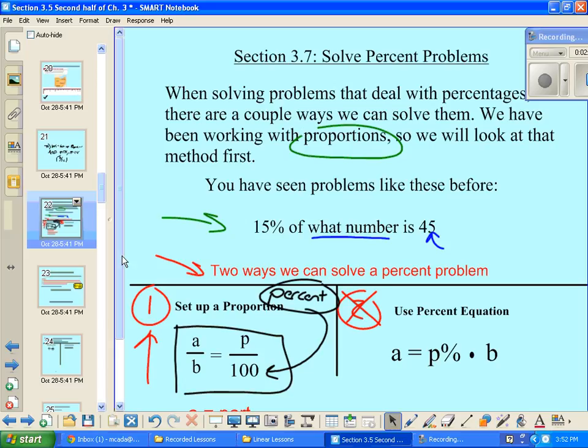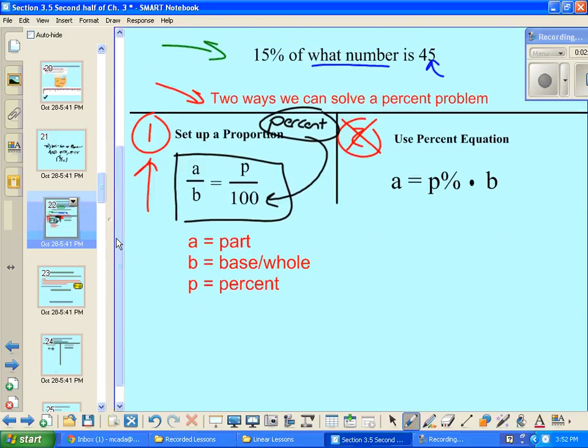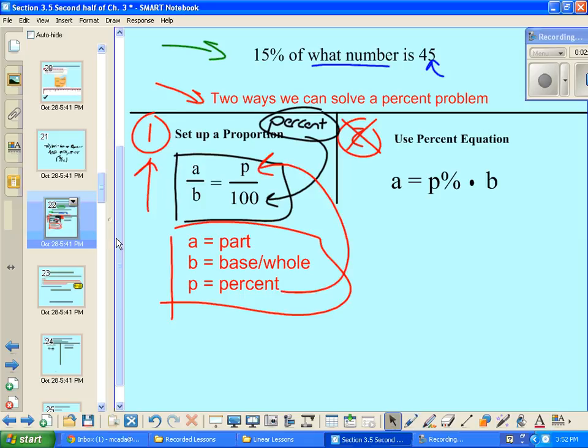I'll actually reveal what A, B, and P stand for. Here's what you should jot down for each one of these. P stands for whatever the percent is. Again, percent means out of 100, so it makes sense that this second ratio, P over 100, is saying how much it is out of 100. 80% is like 80 out of 100. If you wrote it as a fraction, that's one way you could represent it. 25% would be 25 out of 100. So it makes sense that the P goes over the 100 whenever we're dealing with these kinds of problems.